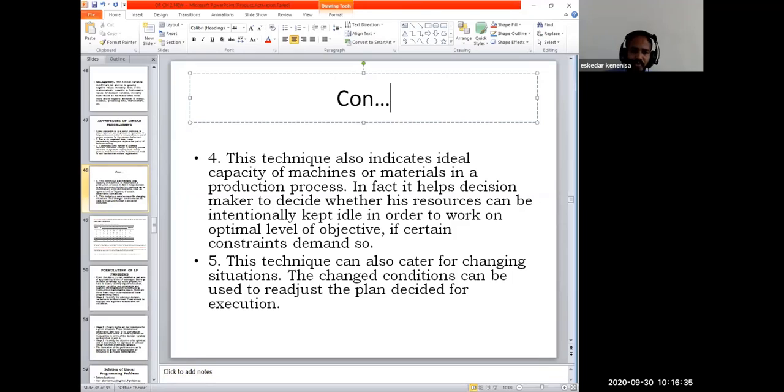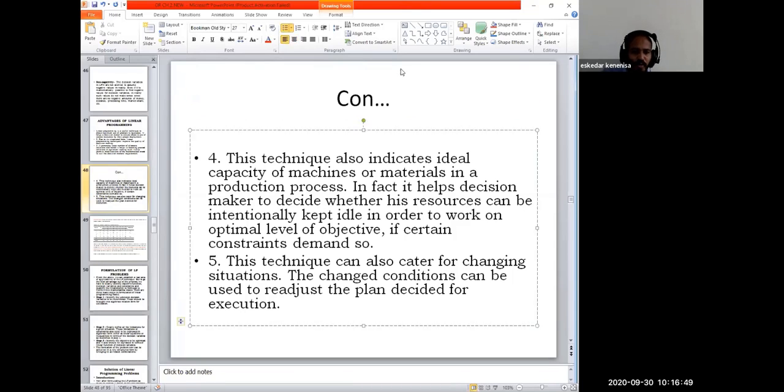This one is just an advantage of the technique. Also, the optimum solution, when the conditions change, can be used to readjust. While working, ideas may come up, so there is flexibility here. Flexibility means you have to change it: we replan, readjust.